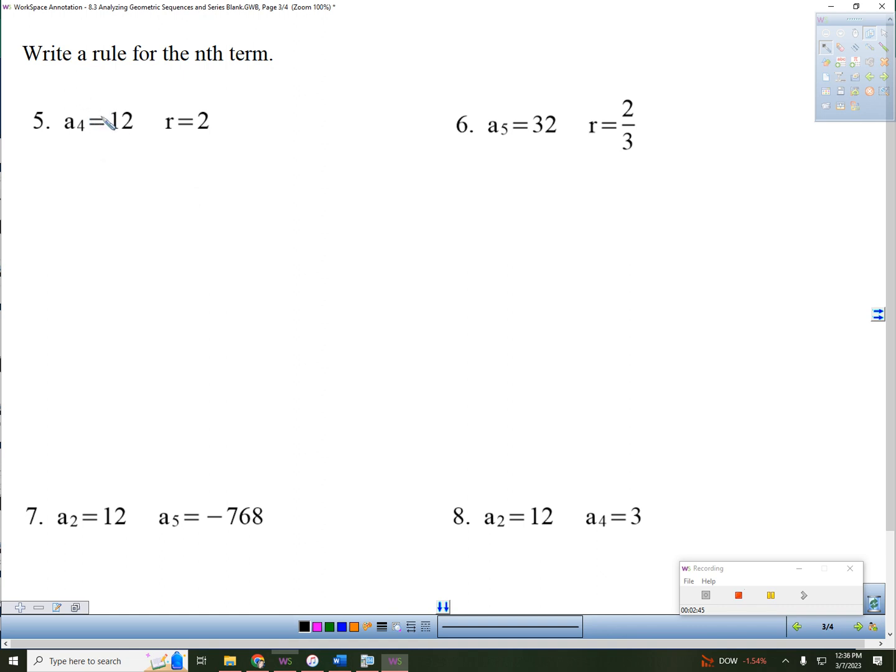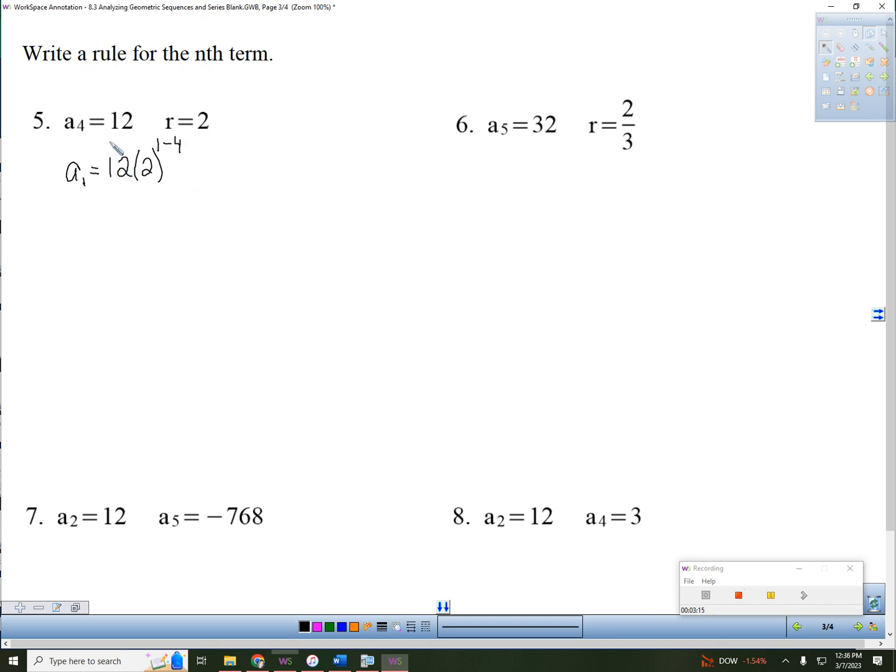I am given the 4th term and the r. With geometric sequences and series, we need the very first term, so I'm going to find the first term. Normally I would put the first term right here, but I don't have that, so I'm going to put the 4th term, which is 12, times my ratio raised to the, this is where the n normally is, so 1 minus, and this is where the first term normally is, but it's the 4th term, so minus 4.